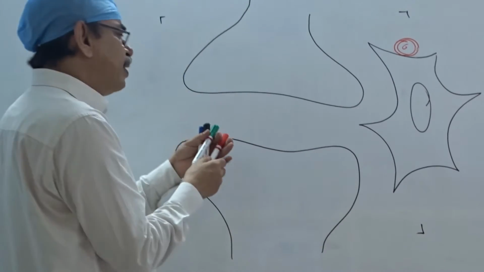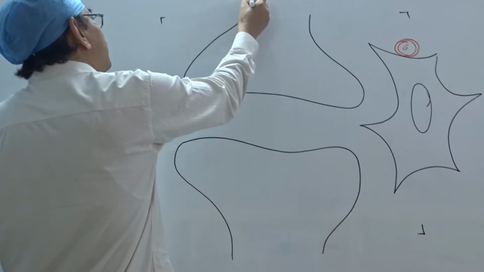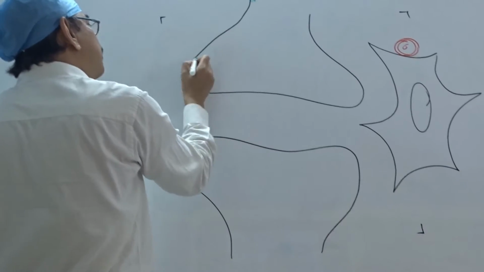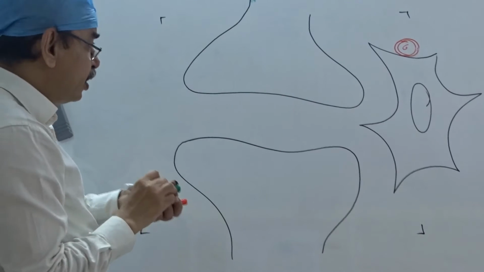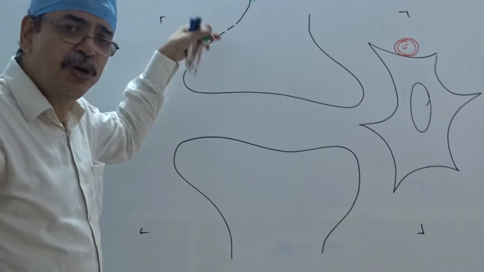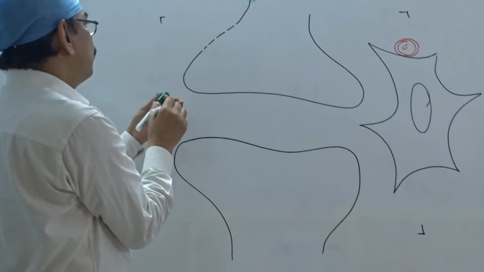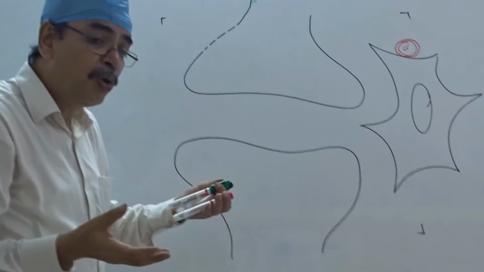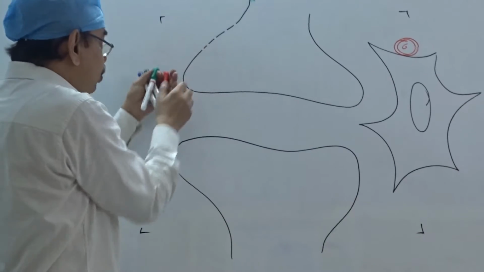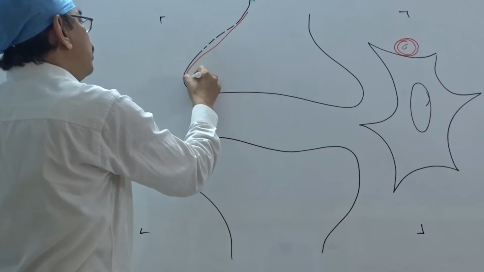So what happens when the action potential reaches? That means the minus 70 millivolt which was here becomes plus 40 millivolt. So one after another the sodium enters, the sodium goes on entering. Finally, the action potential reaches up to this level, the end of the first order neuron.